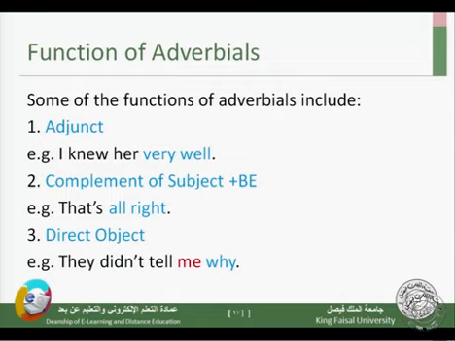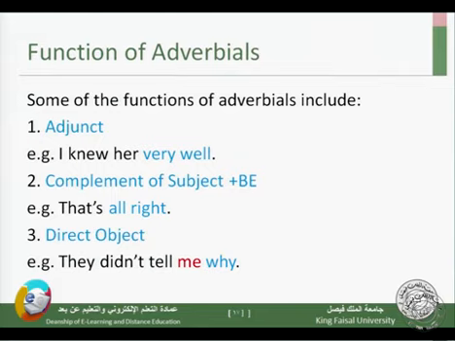For example, I knew her. I knew her is a complete sentence. We can finish the sentence here. But when we add very well, I knew her very well, this is the manner. How did you know her? I knew her very well. So very well here is an adverbial, and it is an adjunct. We can take it away.